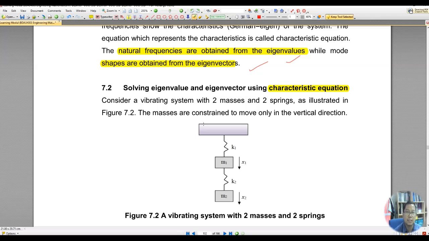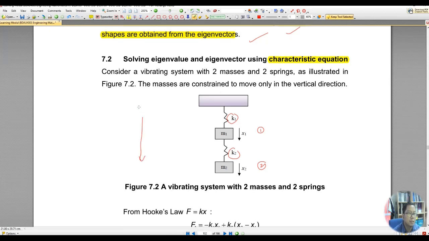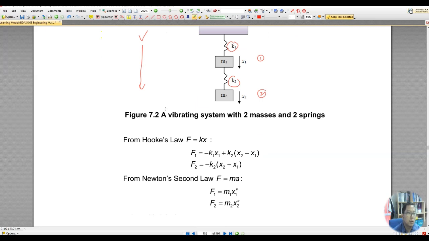For 7.2, about solving eigenvalue and eigenvector using the characteristic equation. Let's say we have some vibrating system. Figure 7.2 shows a vibrating system with 2 masses and 2 springs. This one is mass 1, and this one is mass 2, with K1 and K2. Consider a vibrating system with 2 masses and 2 springs as illustrated in figure 7.2. The masses are constrained to move only in a vertical direction.